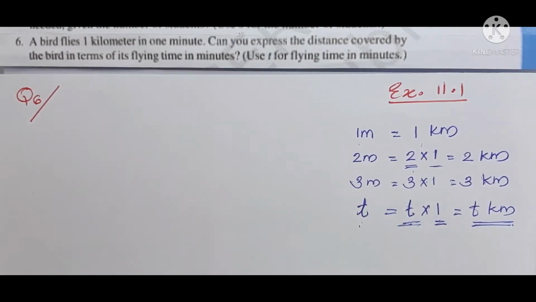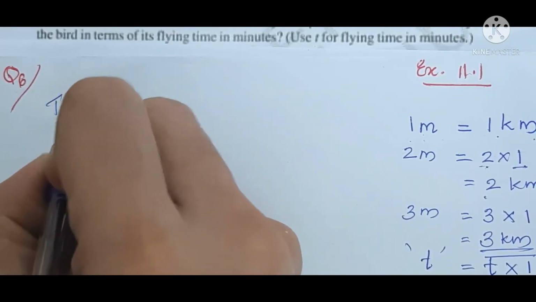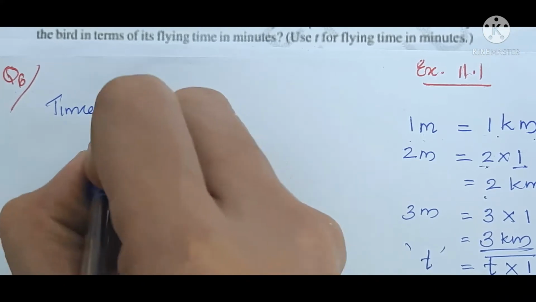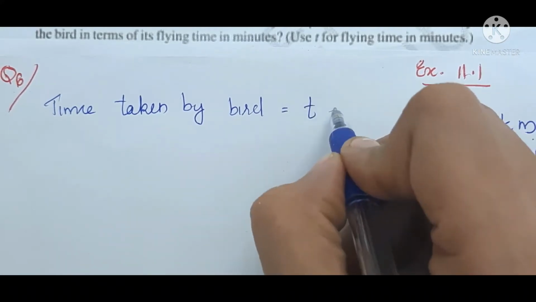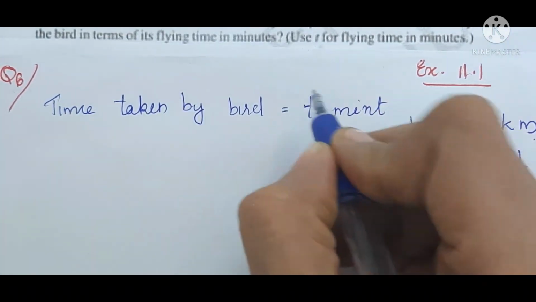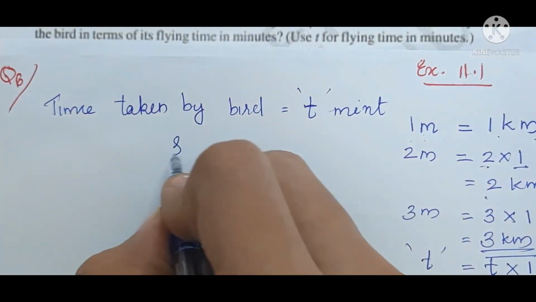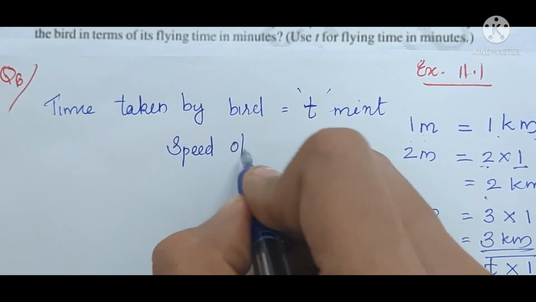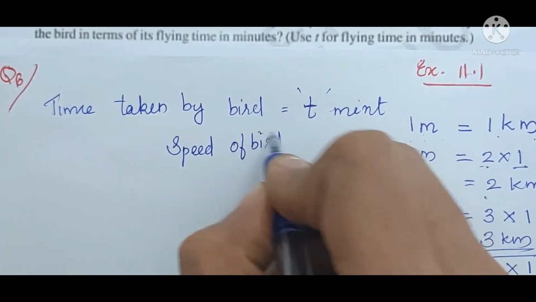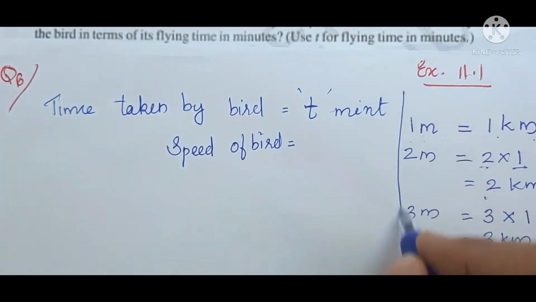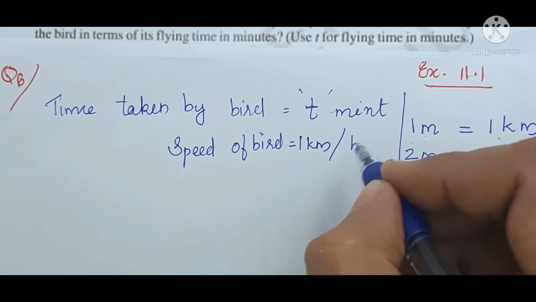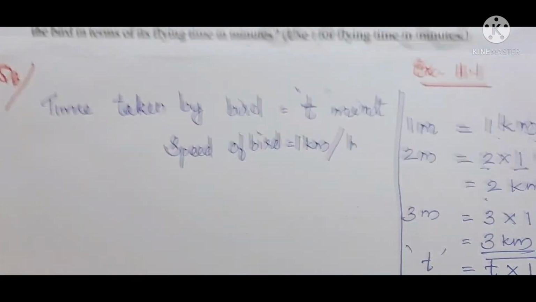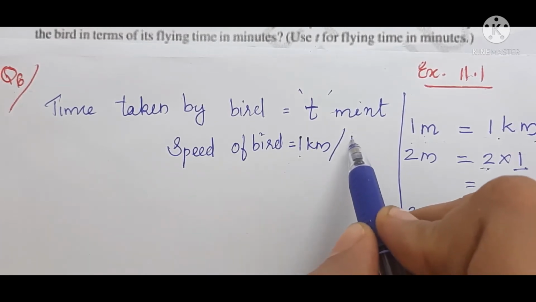Let me show you how to write the answer. Okay. That is, time taken by the bird is equal to T minutes, right? T minutes. So, the speed of the bird is equal to, what is it? That is 1 kilometer per minute.